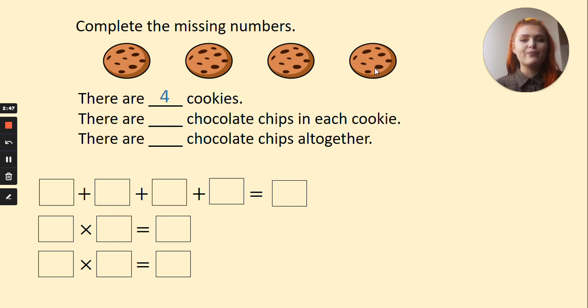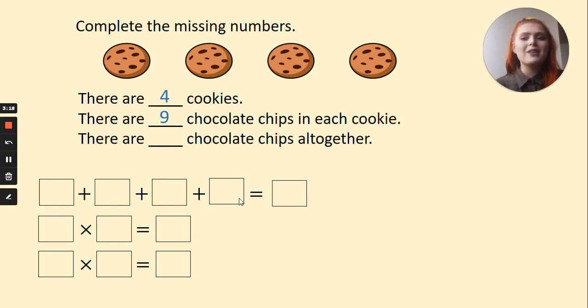4 cookies. How many chocolate chips in each cookie? So that's asking me how many chocolate chips on one cookie, because they each have the same. So how many on one? There is 1, 2, 3, 4, 5, 6, 7, 8, 9 chocolate chips on each cookie. And I can check that for each of them. There is 9 chocolate chips on each cookie. So how many chocolate chips have I got all together?